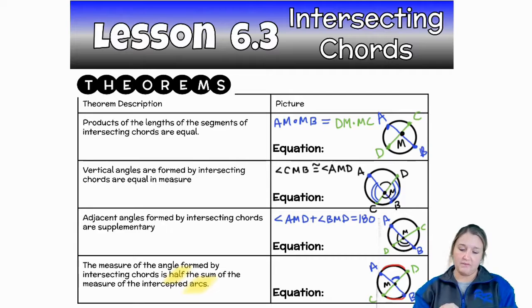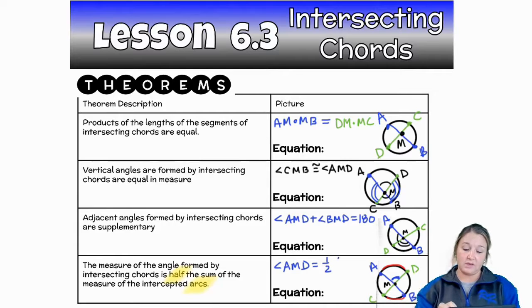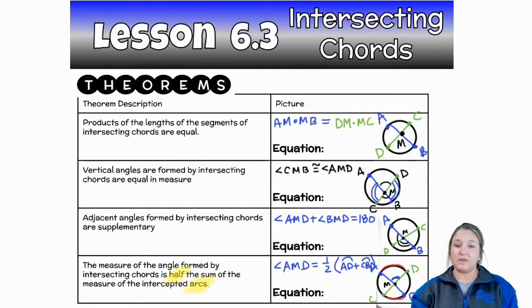So we're going to have angle AMD is going to be equal to 1/2 times the sum, which means add, the arc length of AD plus the arc length of CB. All right. So those two arc lengths, same thing. If I wanted to find other angle measures, it's just half the sum of those two arc lengths. And we're going to look at this a little bit more closely in our examples.